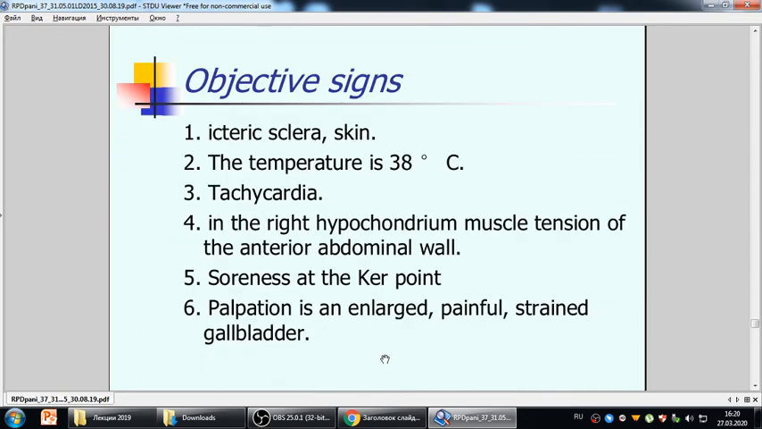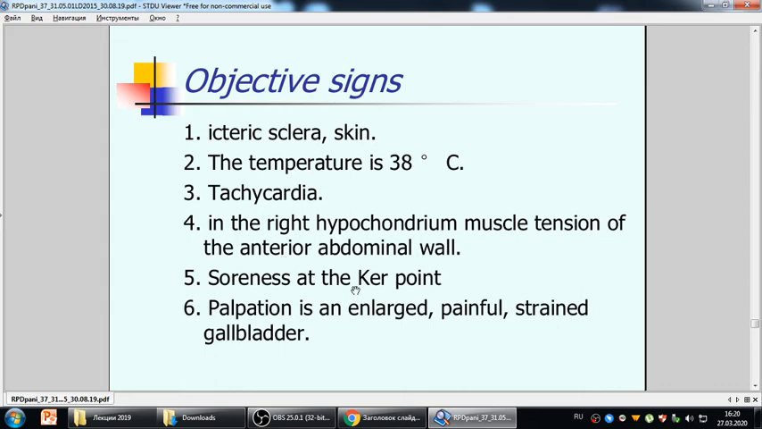Objectively, during examination, we'll find icteric sclera and skin if we have disturbances of bile outflow, like obstructive cholestasis. In that case, we have an increased direct bilirubin level in blood, which results in icteric sclera or skin. It is very rare. Temperature, because cholecystitis is inflammation, will increase, sometimes with tachycardia. If we develop cholemia syndrome, vice versa, bradycardia will develop.